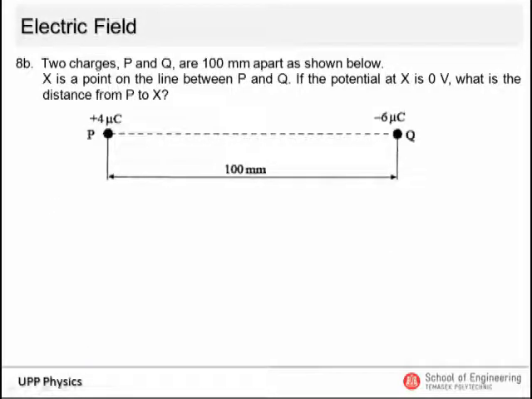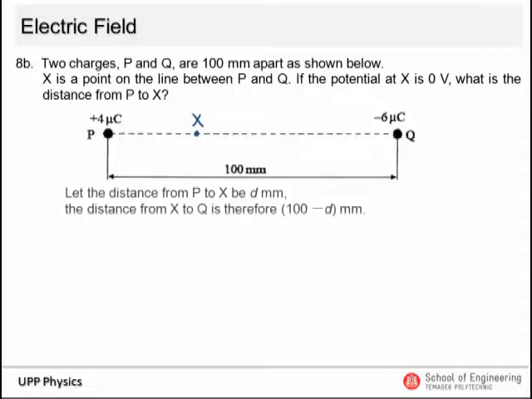Now the question says that the potential at X is 0 volts. X is a point on the line between P and Q. The question never states where X is, so let's arbitrarily say that X is here. So this is point X. I'm going to call the distance between P and X d, and the distance between X and Q to be 100 minus d.